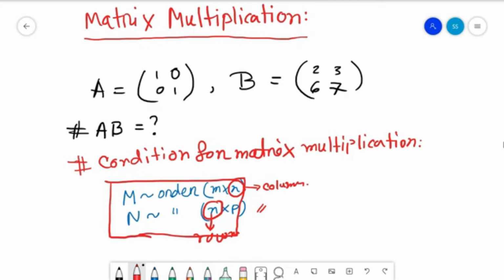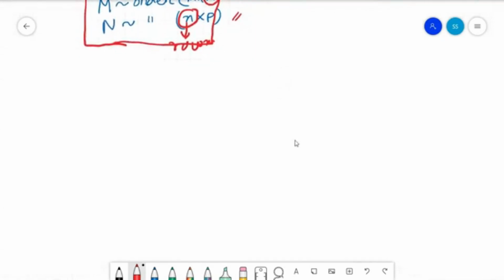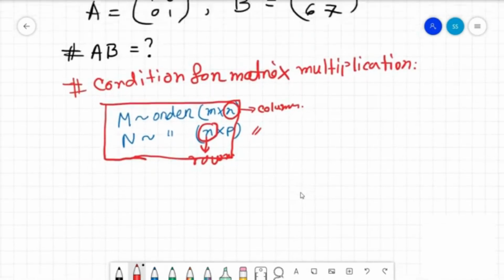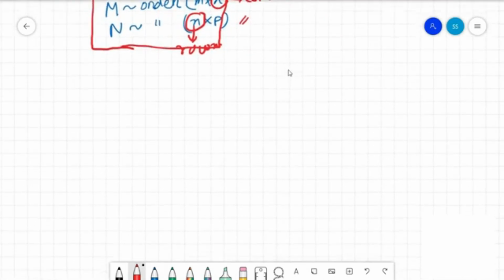And if you take a look at the example that we are going to look at in a few seconds, A is of order 2 cross 2 and B is also of order 2 cross 2. So we can define our matrix multiplication. Now, that was 2, 3, 6, 7. Alright.